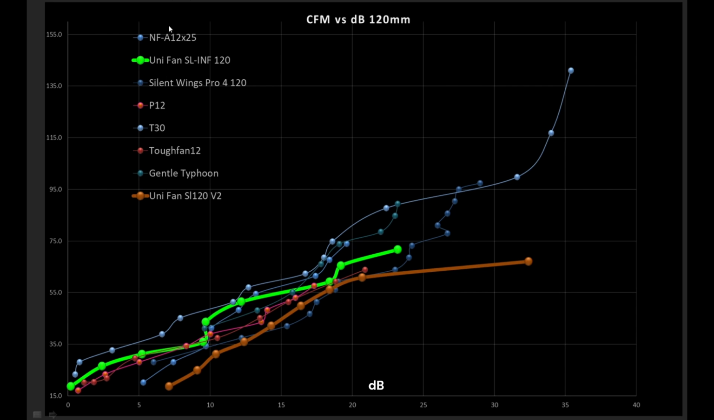So that's really what these fans are. They're all what I consider to be good fans. I didn't include any poor performing fans on this graph. While the UniFan SL120 isn't the worst performing fan, it is sitting towards the bottom of the graph, and especially at higher RPMs and airspeeds, it's sitting really quite badly. Let's take a look at the value.